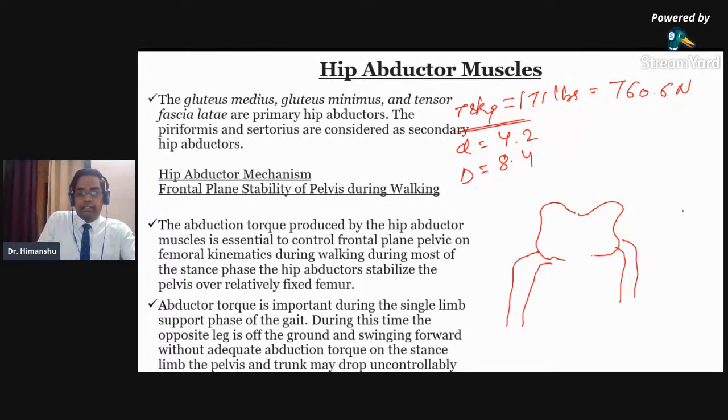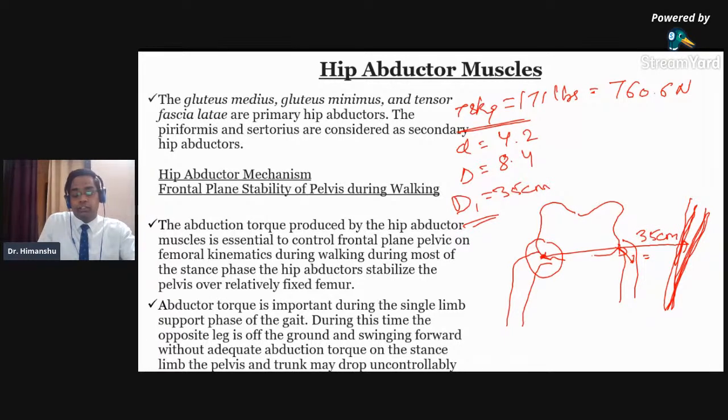Okay, and I keep a cane, a stick, on the contralateral side. Suppose this is the side I'm calculating all the forces on, and I'm keeping a cane or the stick on this side. So the perpendicular distance between this and this would become, say, 35 centimeters. Let us assume it as that. So it is the external moment arm again. So we'll be calling it D1. So the D1 comes out to be 35 centimeters. All right. So can we calculate the hip abduction force now?